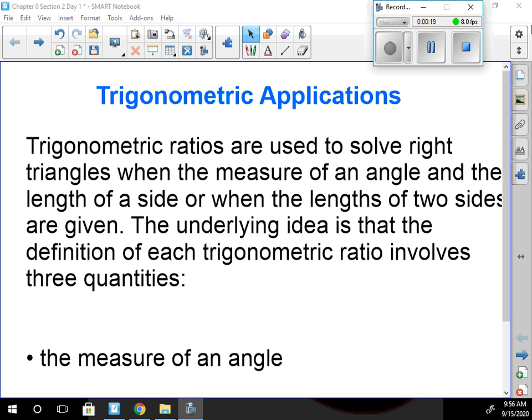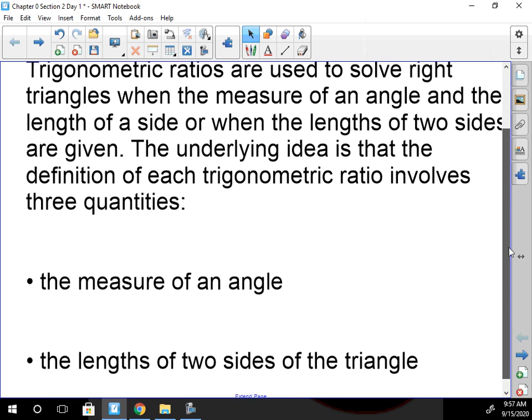Trigonometric ratios are used to solve right triangles when the measure of an angle and the length of a side are given, or when the lengths of two sides are given. The underlying idea is that the definition of each trigonometric ratio involves three quantities. So we have the measure of an angle, and then there have to be two sides.